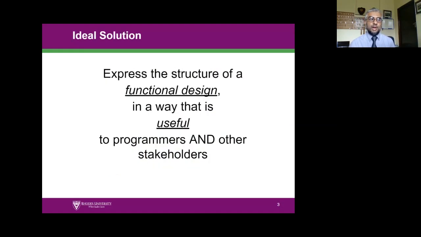Ideally, this is what we want. Express the structure of a functional design in a way that is useful to programmers and other stakeholders. But now we must ask ourselves two questions. What do we mean by functional design? And what do we mean by useful? Useful to who? Useful how? Let's start with the second question and talk about usefulness first.